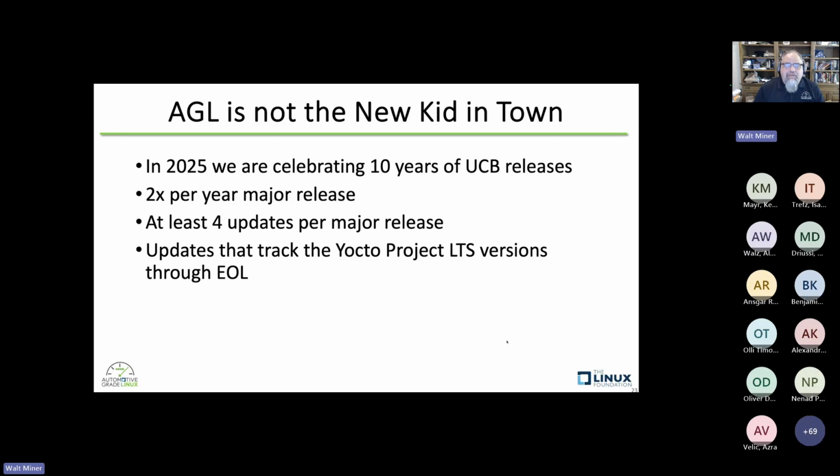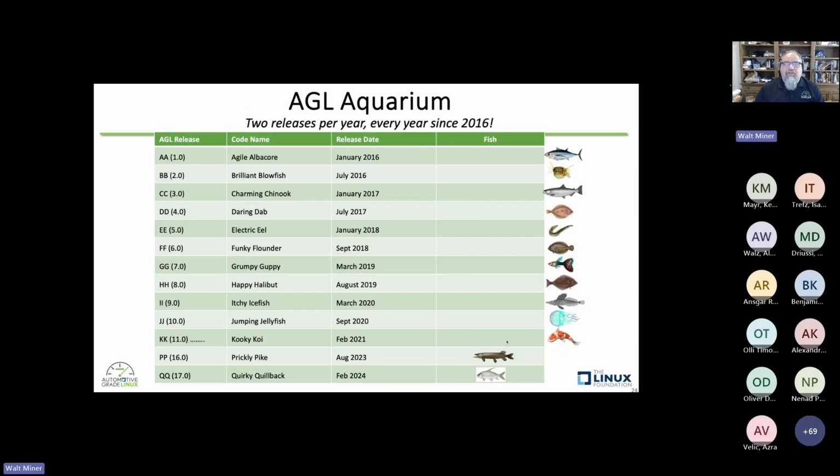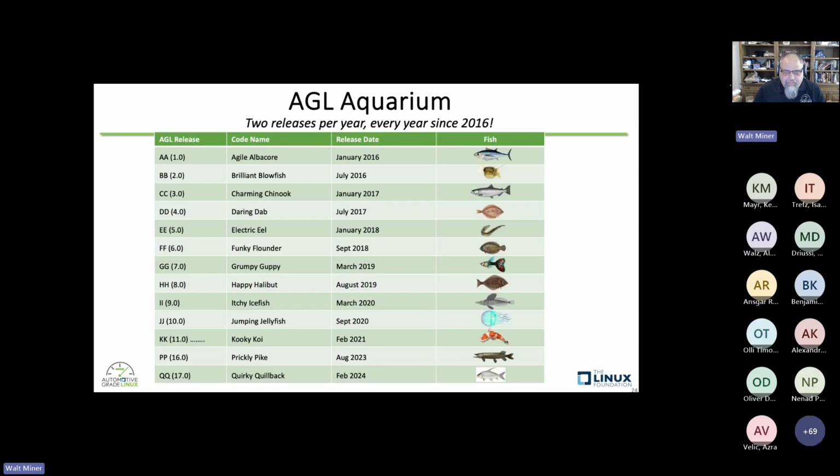What that means is right now we're using Scarthgap, which is version 5.0 for our latest releases. And we'll continue to track Scarthgap until it goes end of life in 2 years, rather, I take that back. And then we continue to track Kirkstone. I'll show you that in a second.